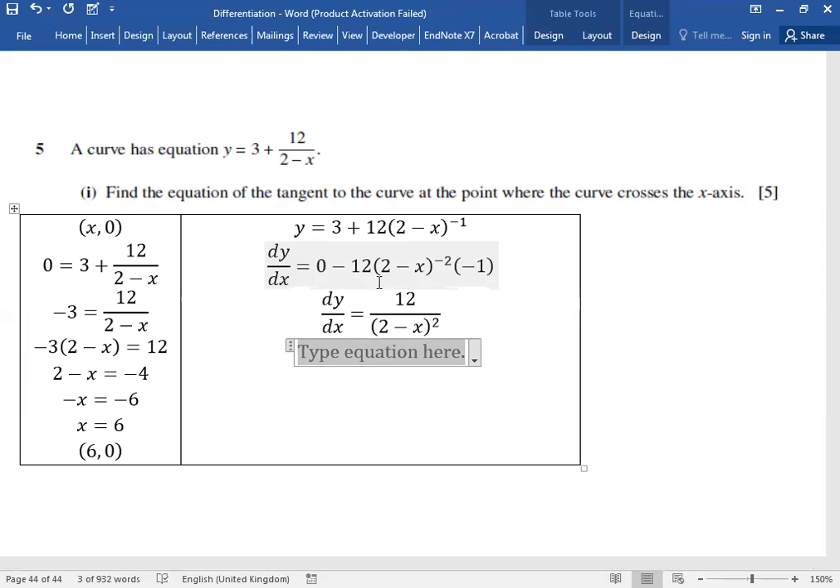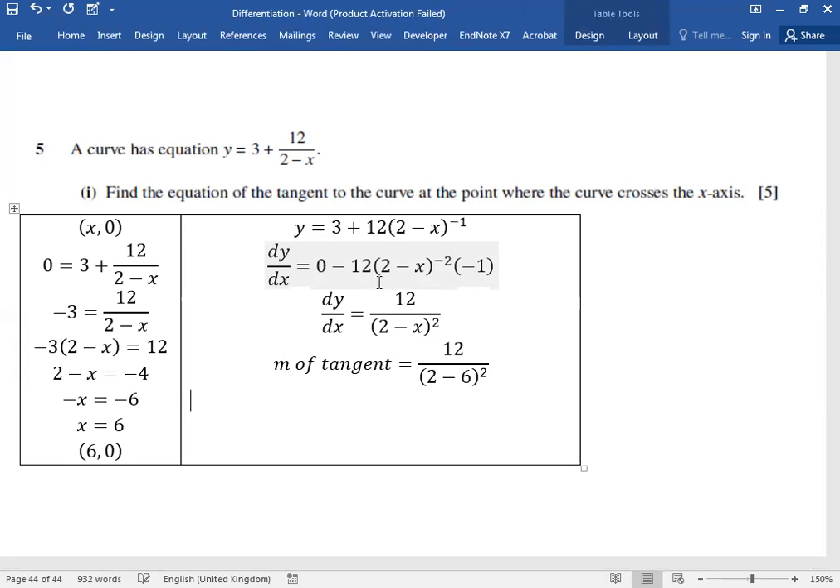Now, if I plug in the value of 6, I will get the gradient of curve or gradient of tangent at this point. So the gradient of tangent is 12 upon (2 minus 6) whole squared. Even in O-level mathematics, when we had to find the gradient of a curve at any point, what did we do? We said that the gradient of that point is equal to the gradient of the tangent passing through that point. That is what we did in O-level mathematics, right?